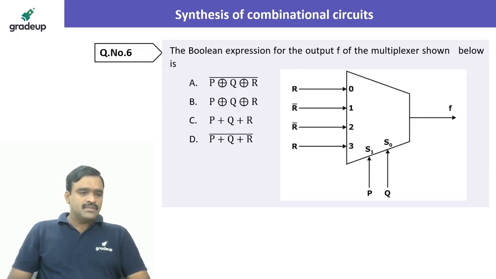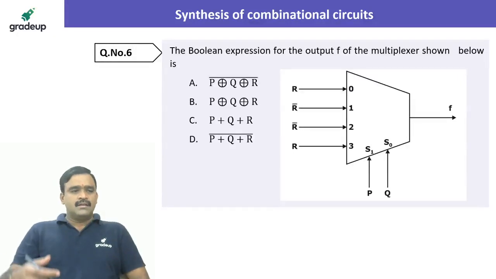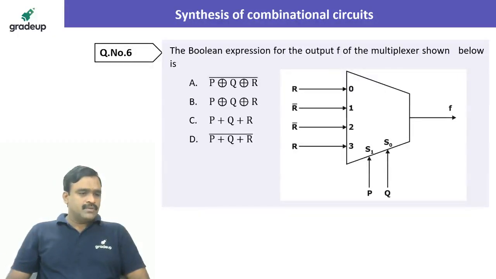Most of the questions I observed in the NIELIT and other exams are analysis on multiplexers only; the majority of them are given. That's why I brought more questions on multiplexers, and there are some other questions also on decoders we will discuss. So we are getting P and Q as the selection lines.